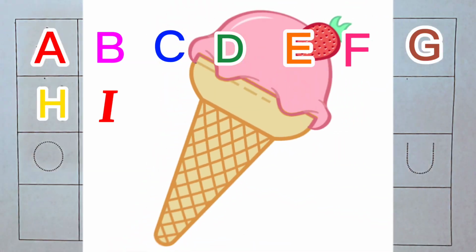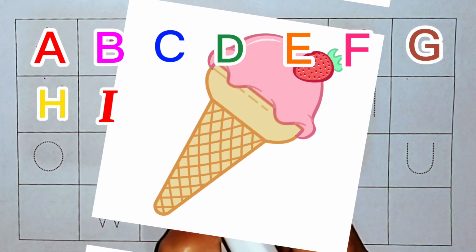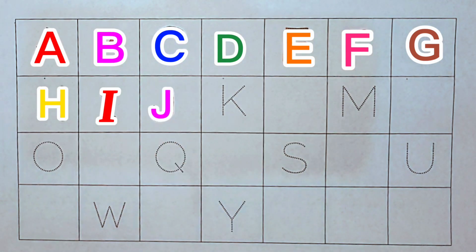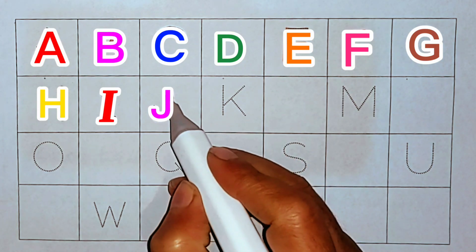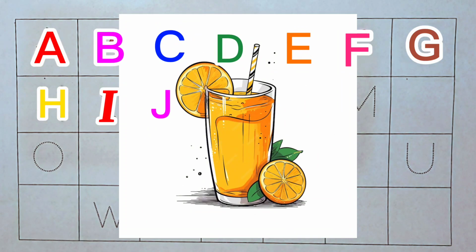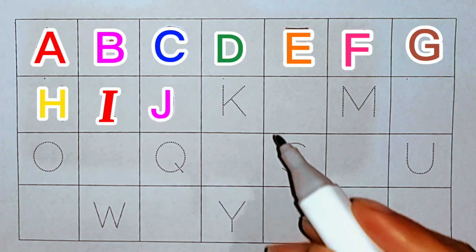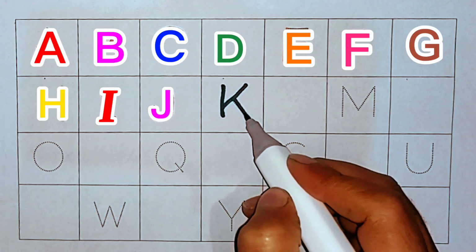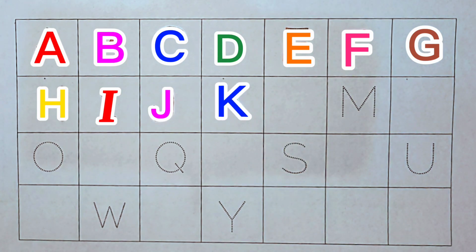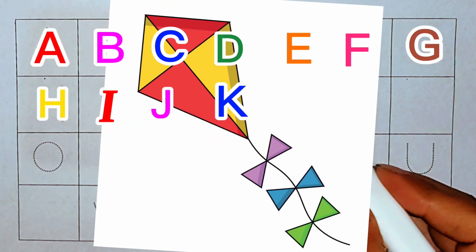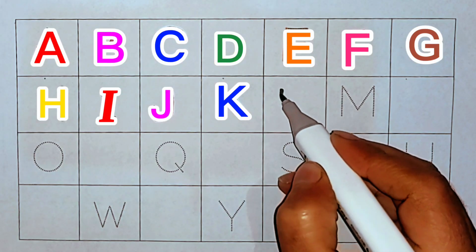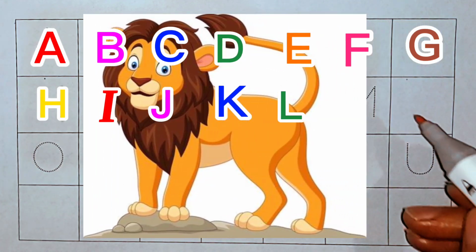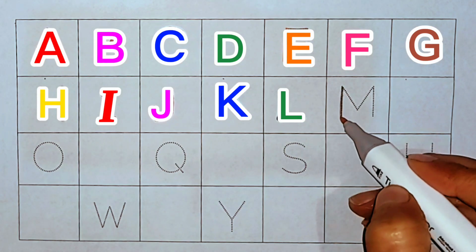I for ice cream. J for juice, purple color. Blue color. K for kite. Green color. L for loin. Orange color.